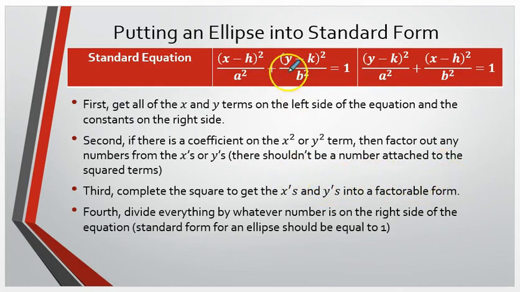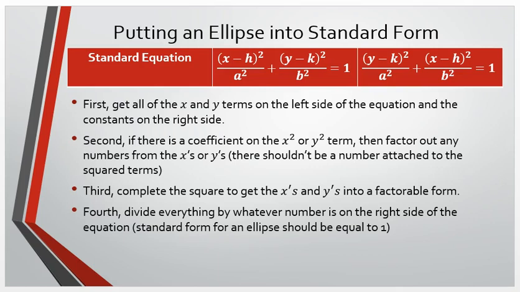Once you've done completing the square, you should have ended up adding a bunch of numbers to the right side of the equation as you were working it out. So your last step is to divide everything by whatever number you have on the right-hand side of the equation. The reason you do that is because the standard form for an ellipse should always be equal to 1. Once you've done that, you should be in standard form for an ellipse.